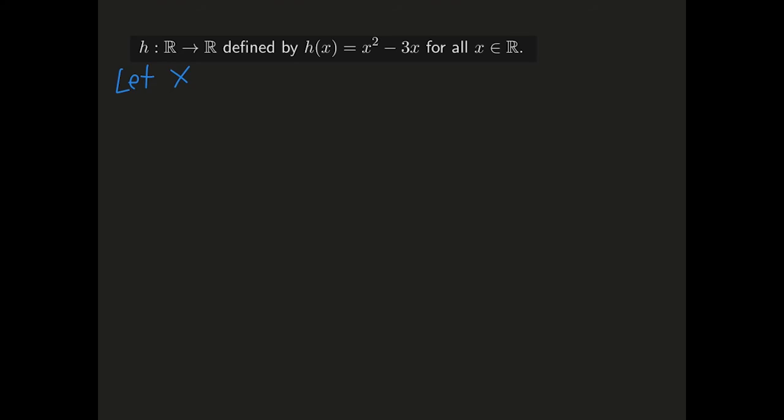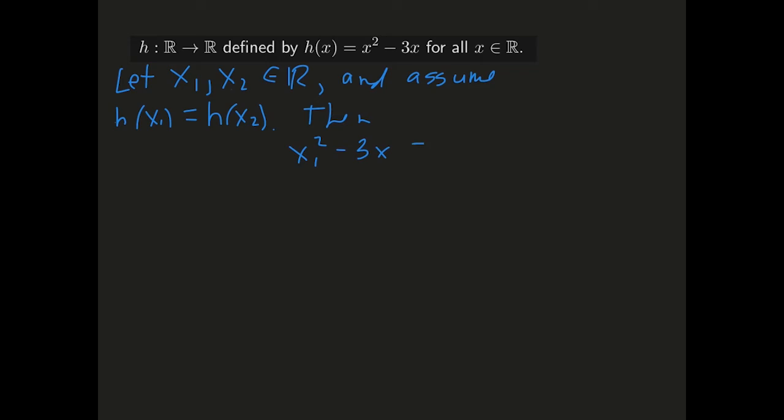All right, getting back to this problem, let's let x1 and x2, oops, not y2, I didn't mean to say that, x1 and x2 be real numbers, and assume that h of x1 is equal to h of x2. Then that means that x1 squared minus 3x1 is equal to x2 squared minus 3x2.